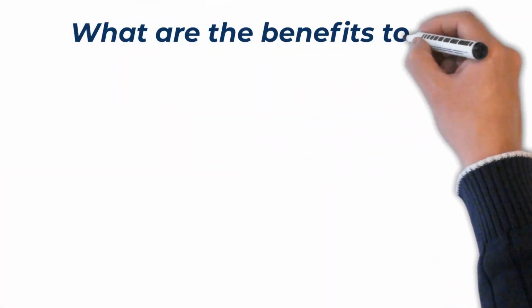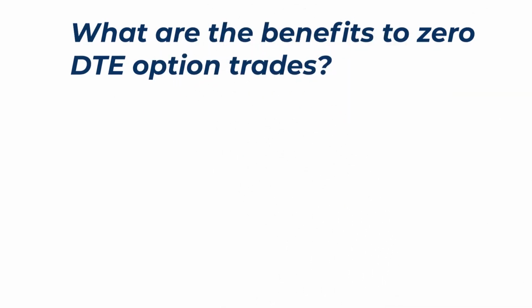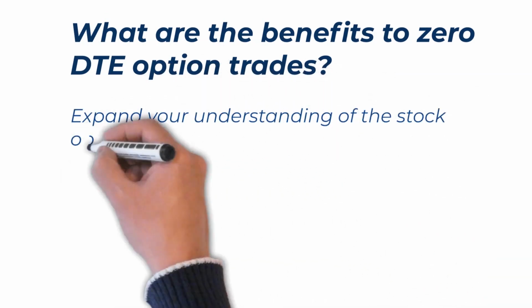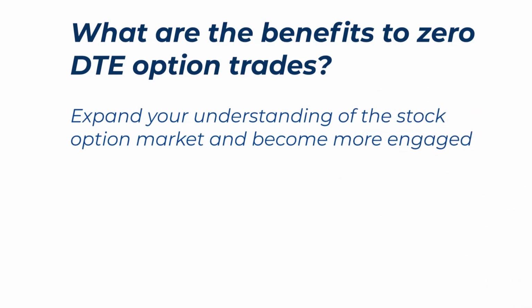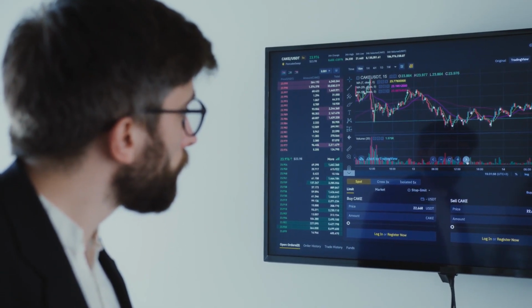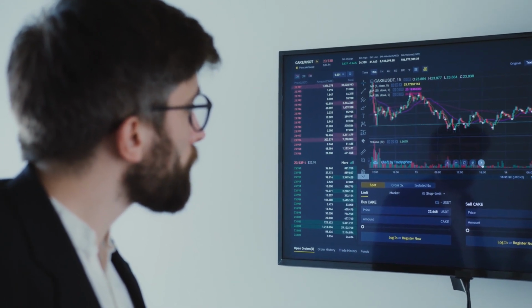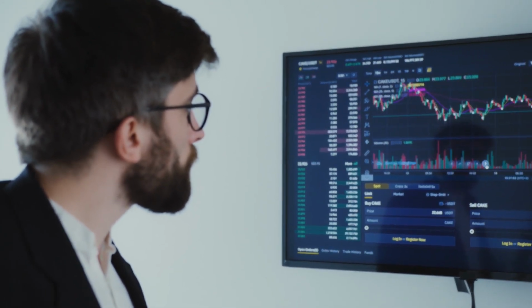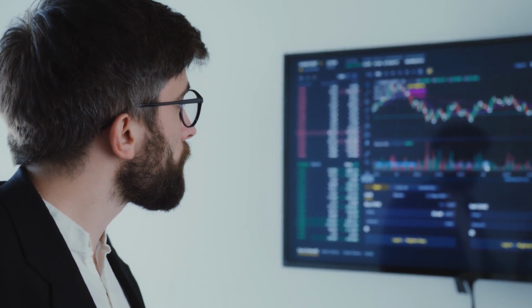So, what are the benefits to Zero DTE option trades? I think there are several benefits to trading these options. We can expand our understanding of the stock option market. We become more engaged. When I started trading Zero DTE SPX, I found myself following the market much more closely. I knew that I could immediately make or lose money today.